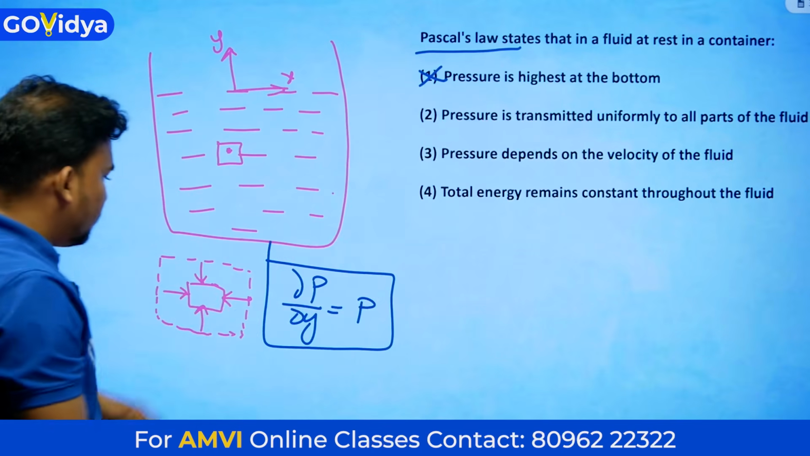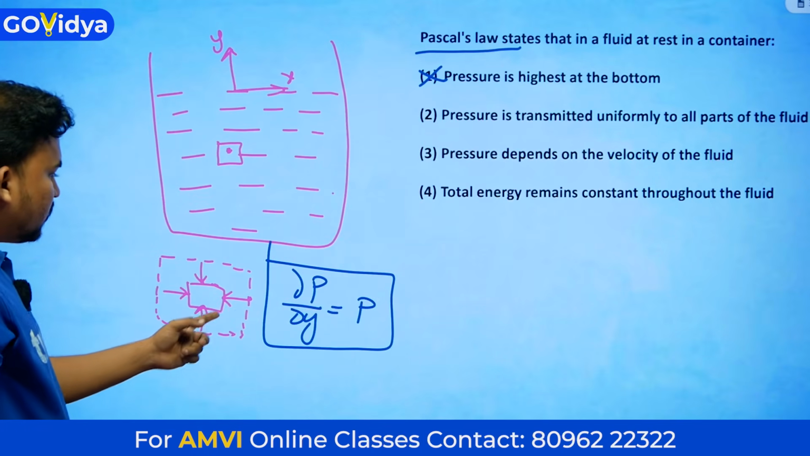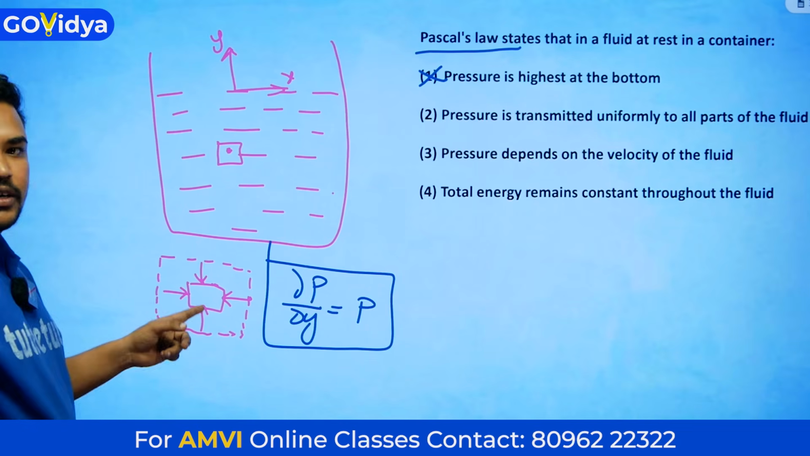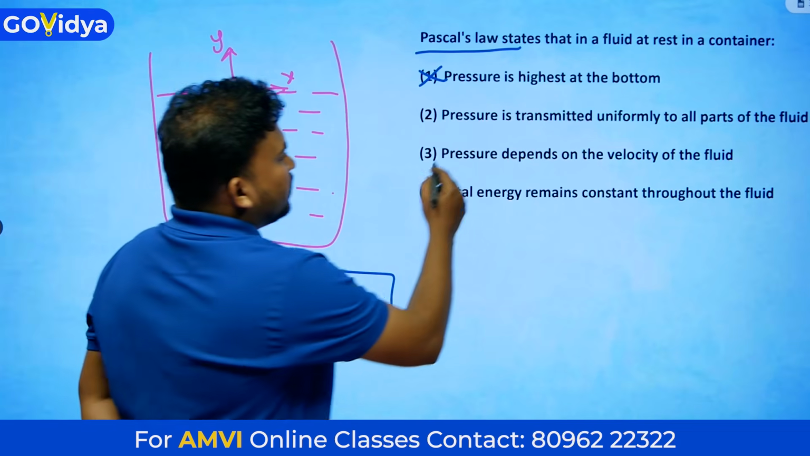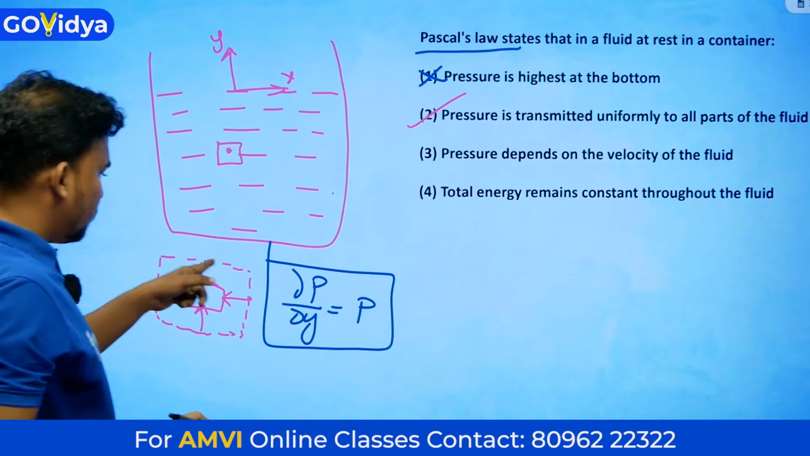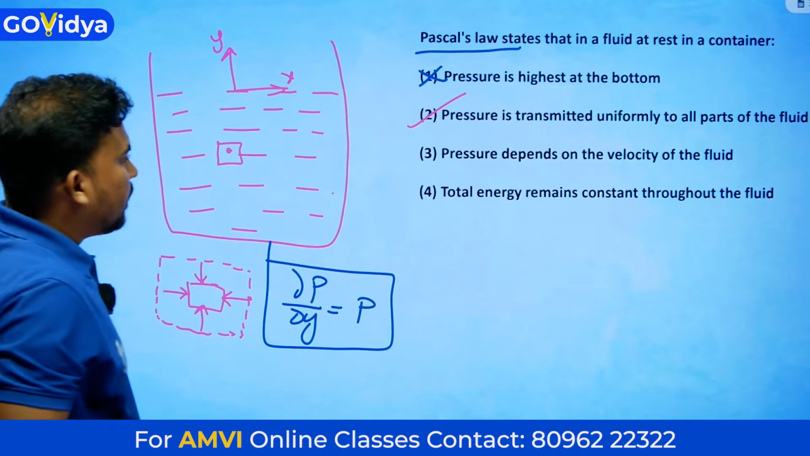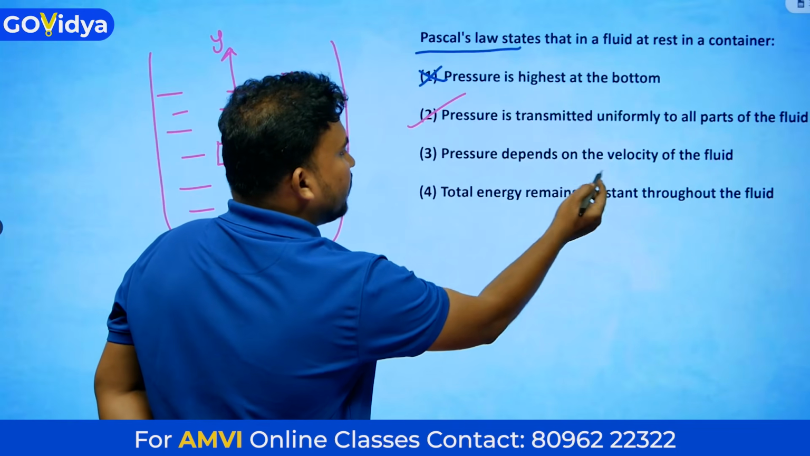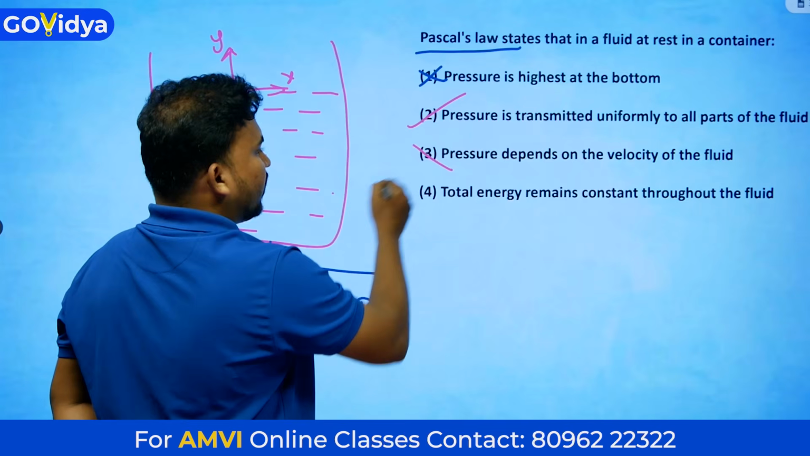Pascal's law states that my pressure is always constant, means in all directions my pressure is the same, independent of direction. The pressure is transmitted uniformly at all points in the fluid. It is correct, right? It is uniformly distributed. So option 2 is correct. We will see the third option also. Pressure depends on the velocity of the fluid. No, there is no relation with the velocity.